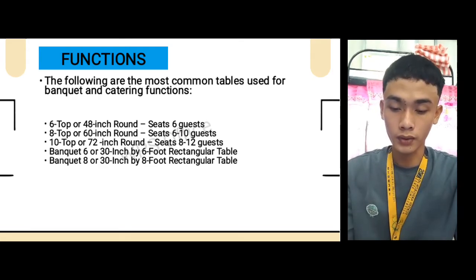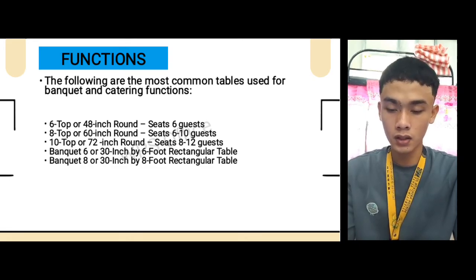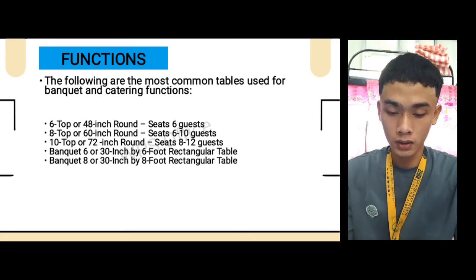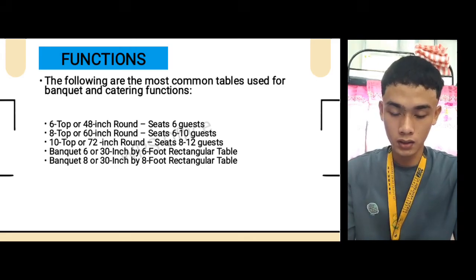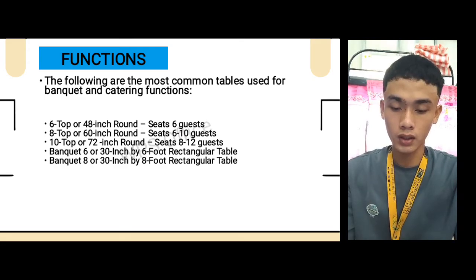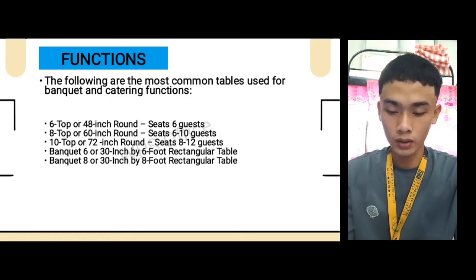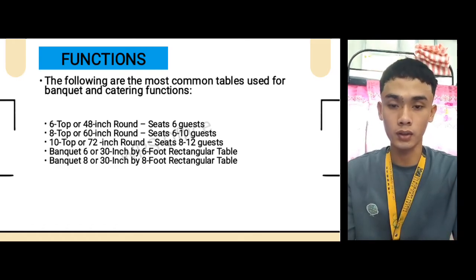6-top or 48-inch round seats 6 guests. 8-top or 60-inch round seats 6 to 10 guests. 10-top or 72-inch round seats 8 to 12 guests. Banquet 6, or 30-inch by 6-foot rectangular table. Banquet 8, or 30-inch by 8-foot rectangular table.